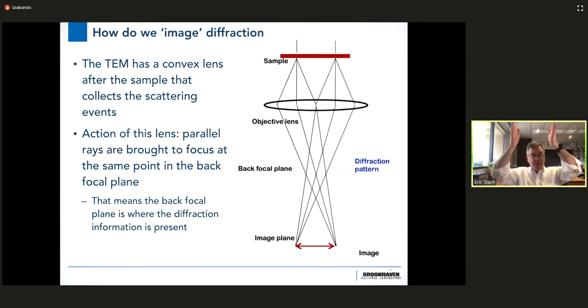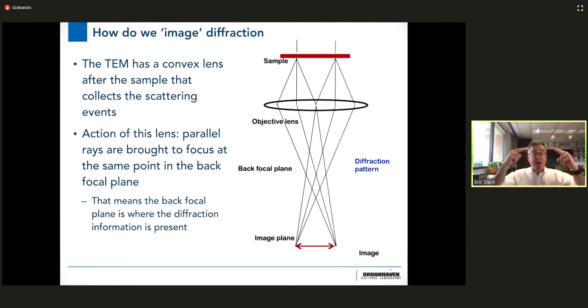If you bring in your parallel beam, you have your sample, you'll see the transmitted beams coming straight out, and you'll see some set of diffracted beams coming off at specific Bragg angles. This is represented here with the incident beam being the two lines coming in, the direct beam, and a set of Bragg angles. A convex lens placed after the sample will capture these diffraction events, and the nature of a convex lens is such that parallel rays brought into it will be focused at a specific point after the lens. That's called the back focal plane.